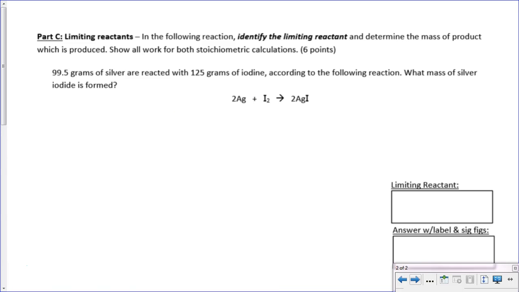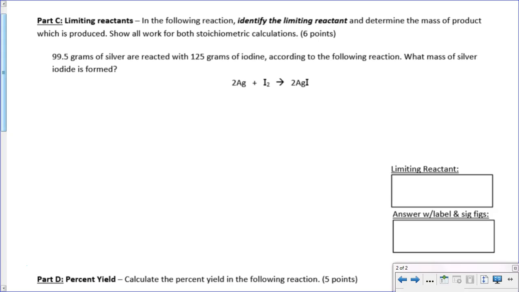For part C, we are going to do a limiting reactant problem. It says there are 2 things that are going to happen here. We need to identify the limiting reactant, and we need to determine the mass of the product which is produced. Okay, so this one involves 2 different stoichiometry problems. I'm going to grade you on both of the outcomes, and so even on the reaction that doesn't end up happening, I'm still going to look at your answer for that one as part of your grade.